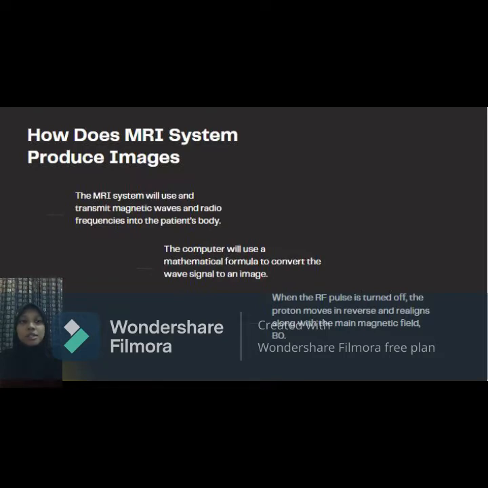How does the MRI system produce an image? To capture an image, the MRI system will transmit magnetic waves and radio frequencies into the patient's body. The energy emitted by atoms in a magnetic field will send a signal to a computer. Then, the computer will use a mathematical formula to convert the wave signal into an image.